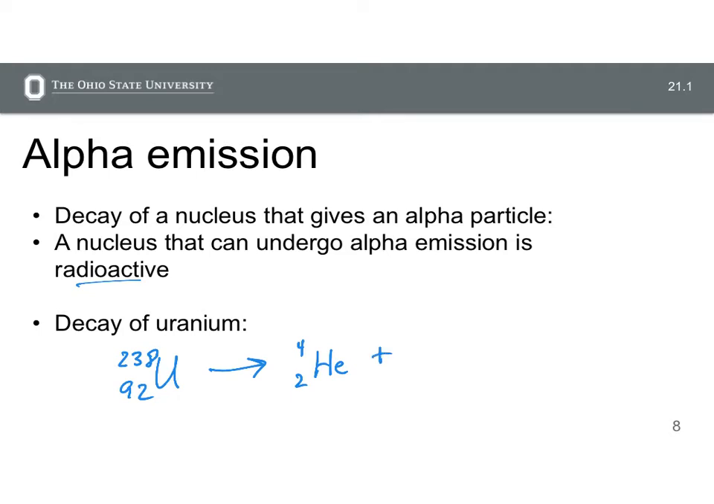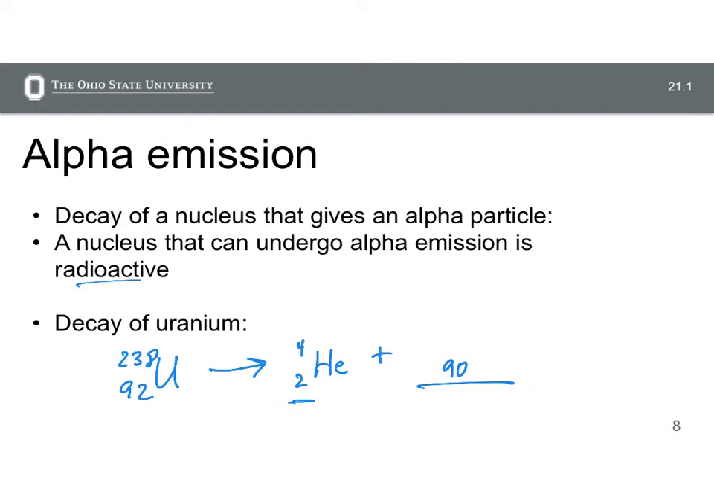And you should be able to predict what the other nuclide is that will result. That's based on adding and subtracting the appropriate mass numbers and atomic numbers. So for instance, we now have an atomic number total of 2 on the product side, so our nuclide that forms needs to have an atomic number of 90. And which element is that?